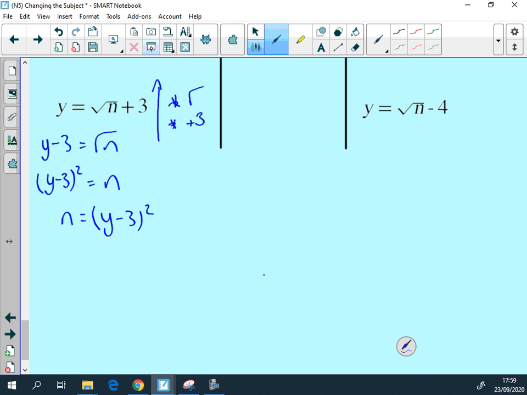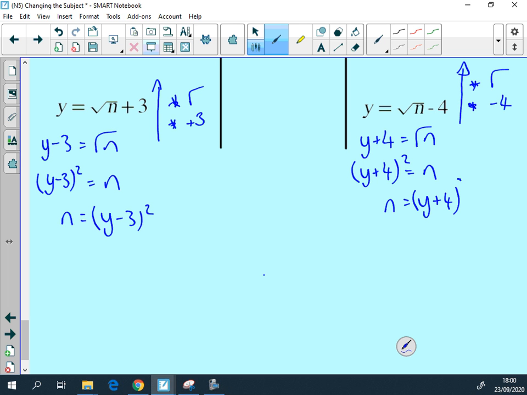Again, for the last time, please pause the video, take as long as you need. So here, I'd be square rooting, then I'd be taking away 4, so I'm going to work backwards through these to unpick it, so I'm going to have y plus 4 equals the square root of n, and then I'm going to square both sides, so it'll be y plus 4 all squared is equal to n, so n is equal to y plus 4 all squared.